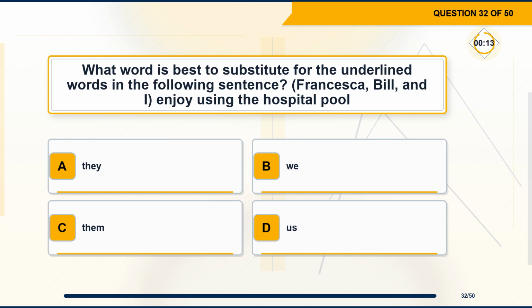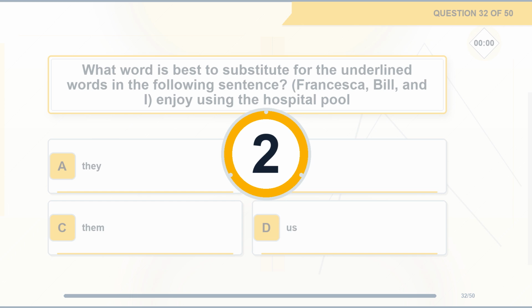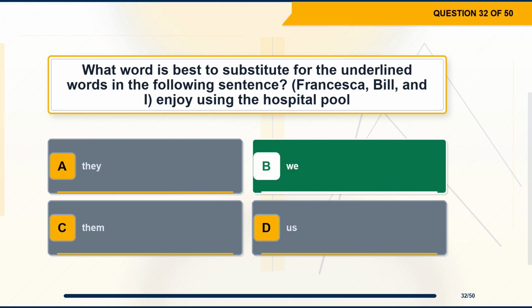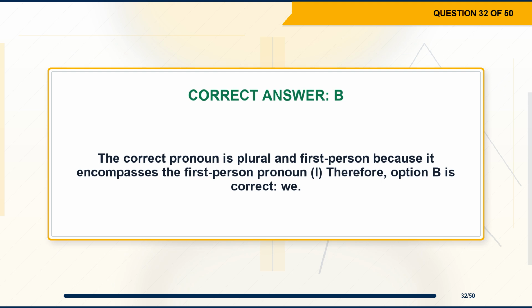Question 32. What word is best to substitute for the underlined words in the following sentence? Francesca, Bill, and I enjoy using the hospital pool. Option A, they. Option B, we. Option C, them. Option D, us. The correct answer is option B, we. Explanation. The correct pronoun is plural and first person because it encompasses the first person pronoun, I, therefore, option B is correct, we.